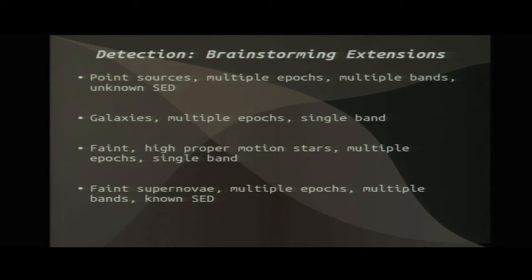Maybe you have some idea of what star SEDs are, but you don't know exactly what SED you're looking for. People here to here, you are dealing with galaxies, you have multiple epochs, and you only have a single band, but you don't know what the morphology of your galaxy is.